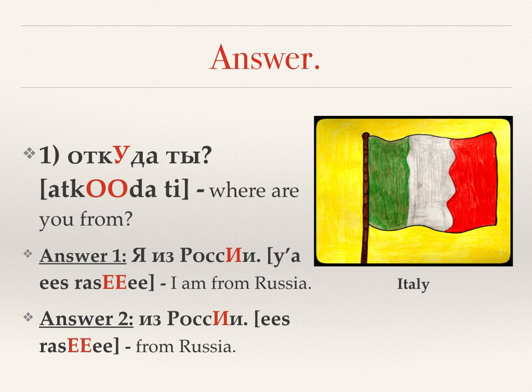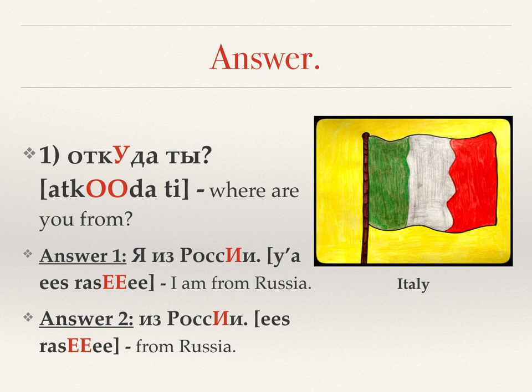Answer. When you need to answer to this question, Откуда ты? Where are you from? You may give the full answer. Answer number 1. Я из России. I am from Russia. Or the short one. Answer number 2. Из России.